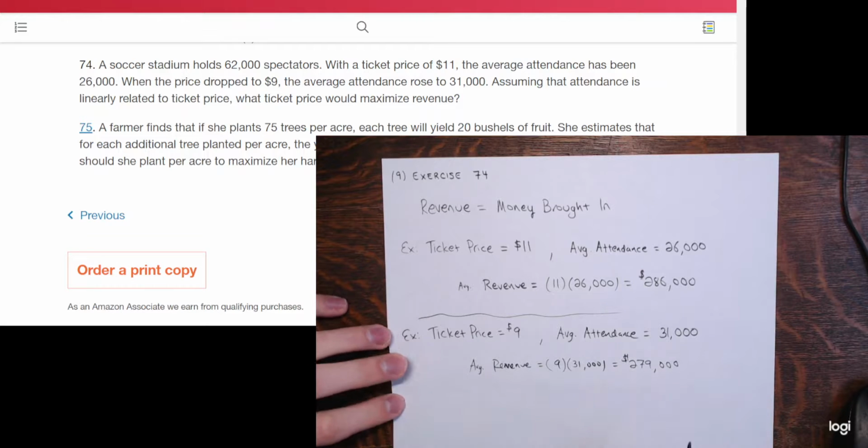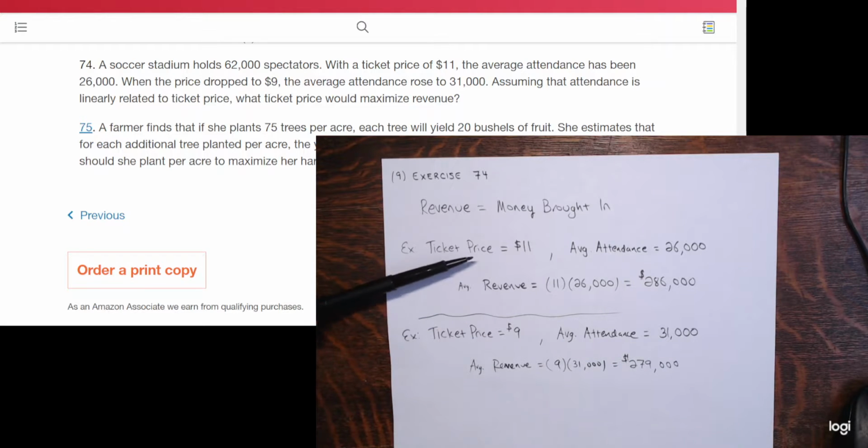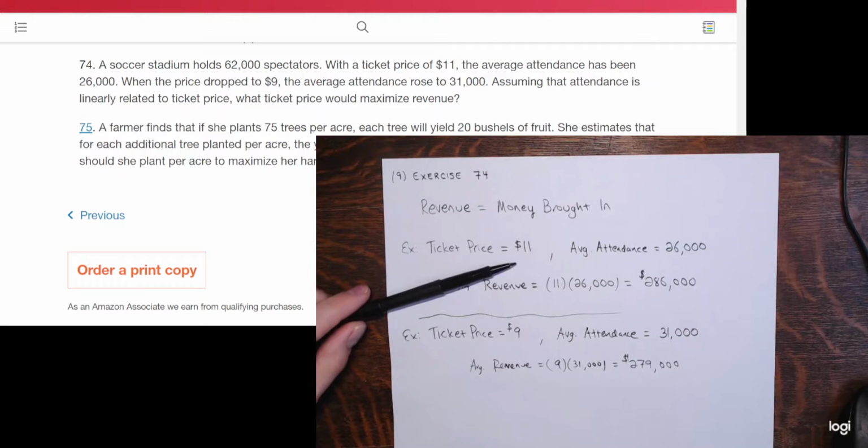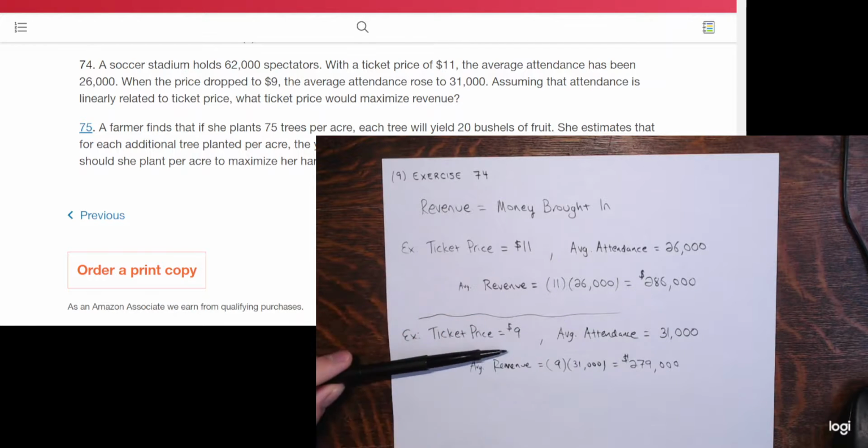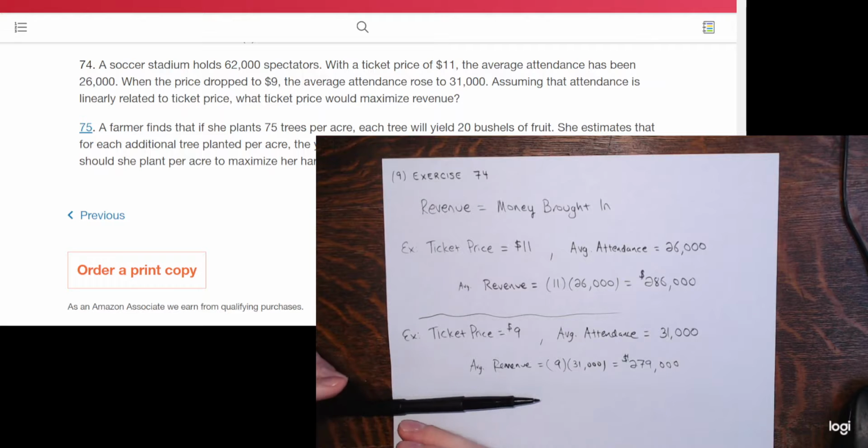So you see, when they were selling the tickets for $11, they were making more money per game on average than when they sold them for $9. But the attendance went up for $9, so there might be some sort of sweet spot in between $9 and $11 where they're going to get more attendance and more revenue at the same time.